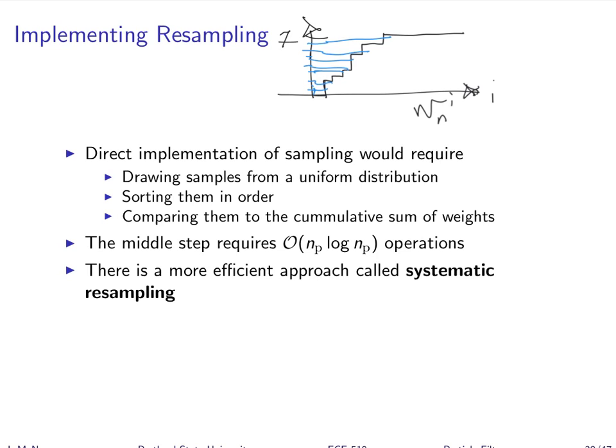It's the straightforward way. But there's a sorting operation here that requires order NP log NP operations, and it turns out there's a faster way of doing it. There's actually a number of fast ways of doing it, but one that's pretty much as good as any is called systematic resampling.